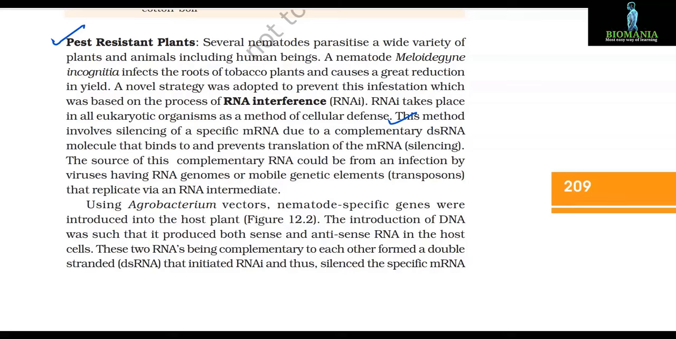This method involves silencing of a specific mRNA due to a complementary double-stranded RNA molecule that binds to and prevents translation of the mRNA, that is, silencing. The source of this complementary RNA could be from an infection by viruses having RNA genomes or mobile genetic elements, transposons, that replicate via an RNA intermediate.